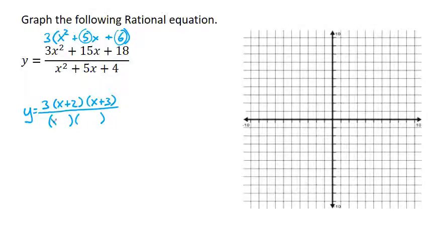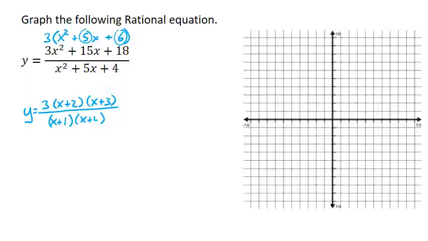Now, let's look at the denominator. X squared tells me I have an x and an x. Now, let's ask the question, what values multiply to 4 and add to 5? I believe the only combination is a positive 1 and a positive 4. 1 times 4 is 4. 1 plus 4 is 5.